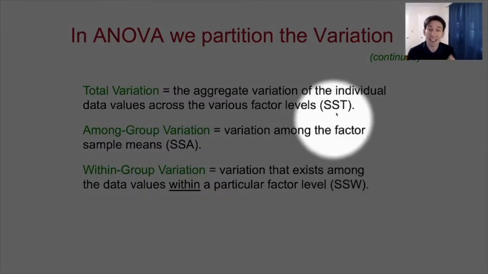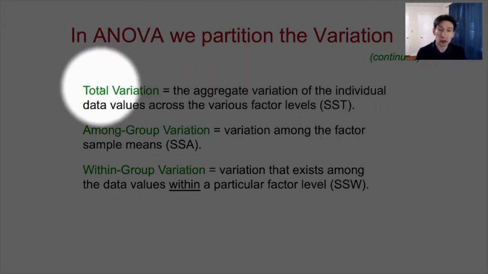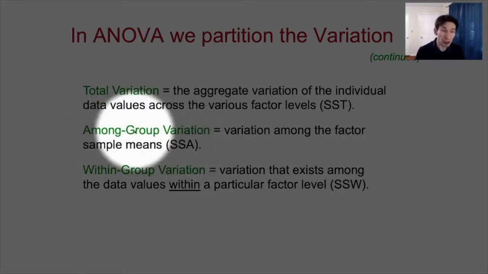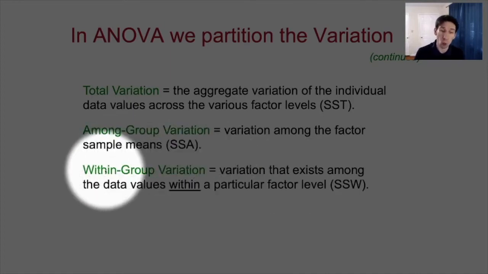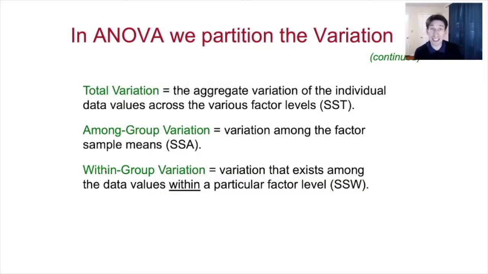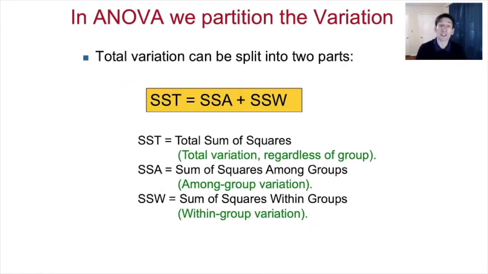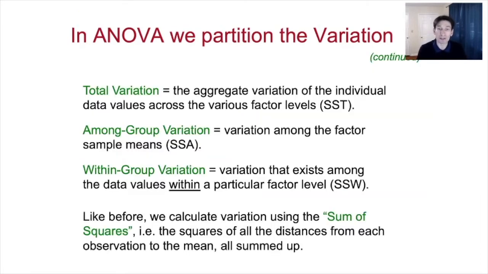So our SST stands for the sum of squared total. Our SSA stands for the sum of squared among group. And SSW stands for sum of squares within. And in a second, I'll show you graphically what this looks like. So like before, these are all going to be sums of squares. So just as I showed in this picture, the total variation is divided into the variation among and the variation within.